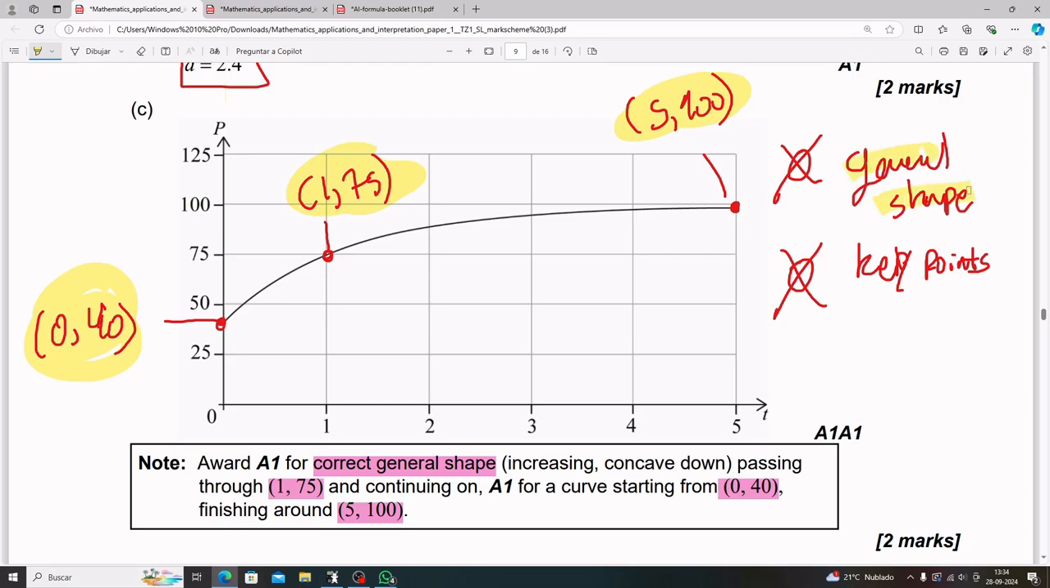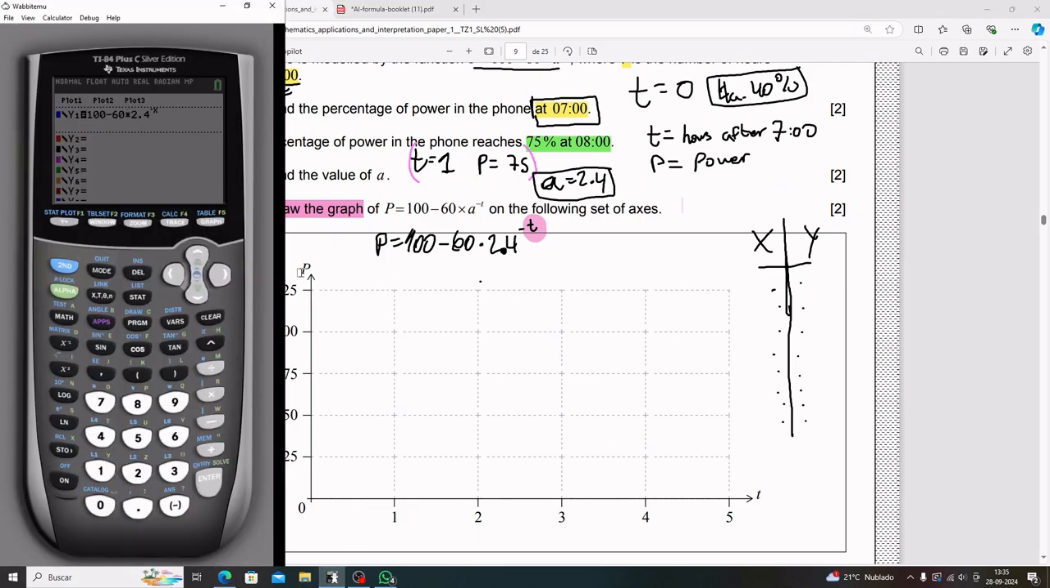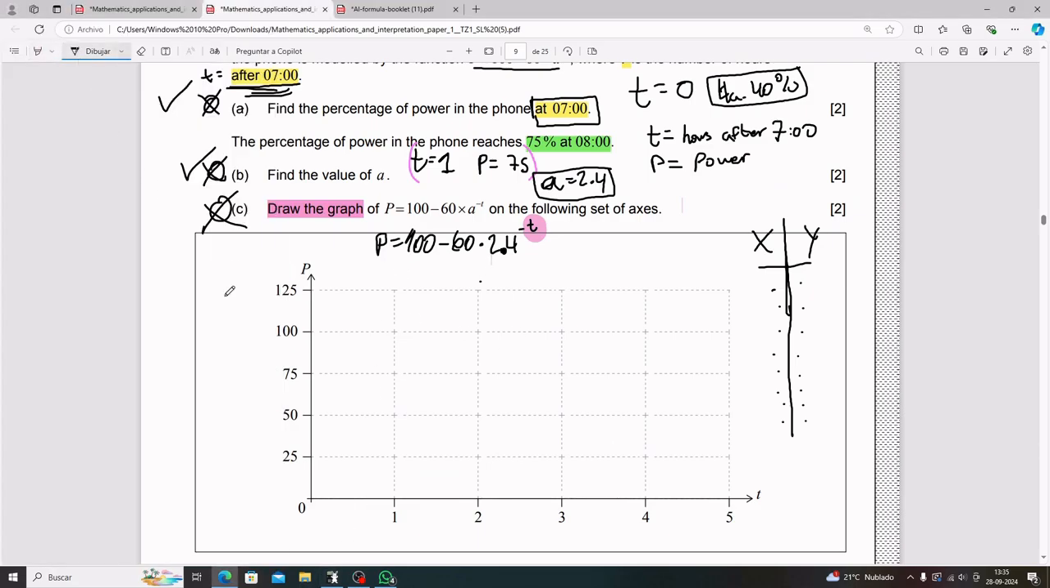Getting the general shape is half the game. The other game is nailing the key points. So have that in mind for graphing, ¿cierto? Plotting them onto the graph, like signaling it like this, is a very good idea for you to get full credit. ¿Vale? So, that being said, right here, it goes from 0 to 125.